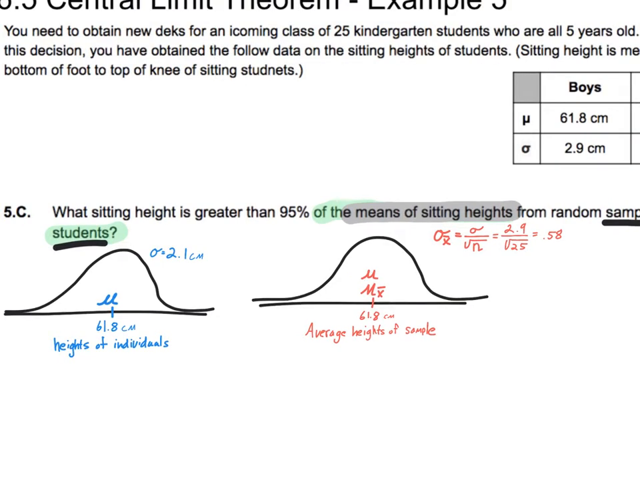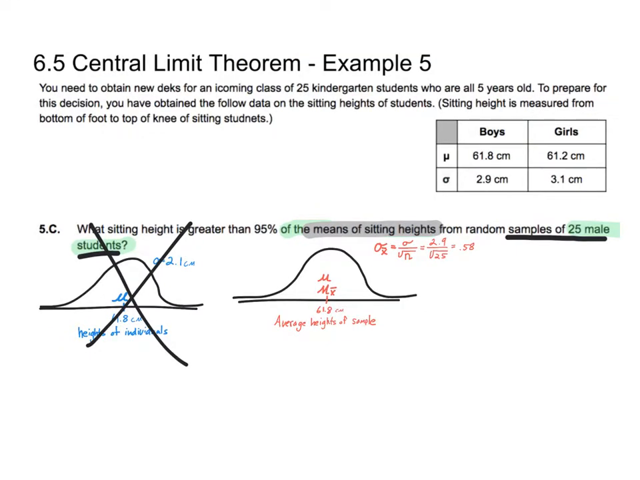That should be telling me right away that I'm looking for the average heights of a sample. I do not need to look at the data curve for the heights of individuals. So I'm going to be looking at the curve on the right-hand side. And I've even got an additional value, because I know that I'm going to be looking at samples of 25. So I know that my value for n that I'm going to utilize for several of my calculations is going to be 25.